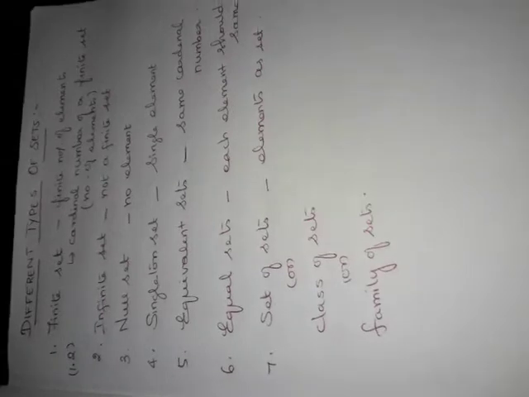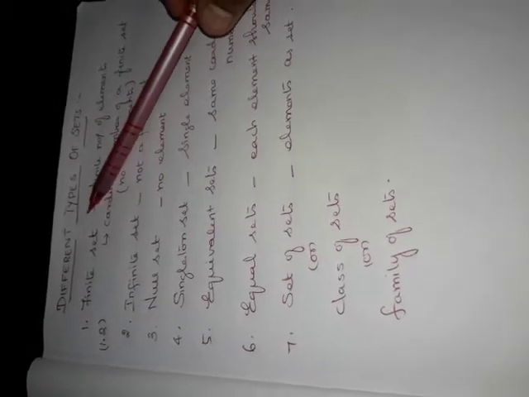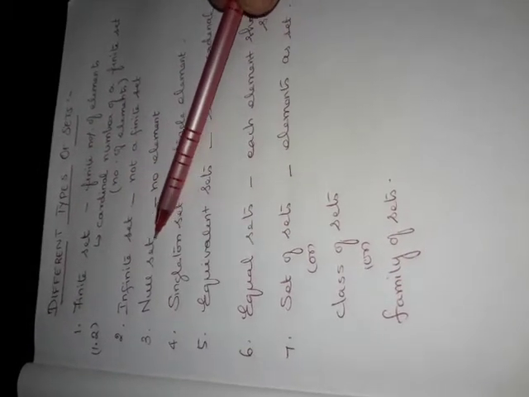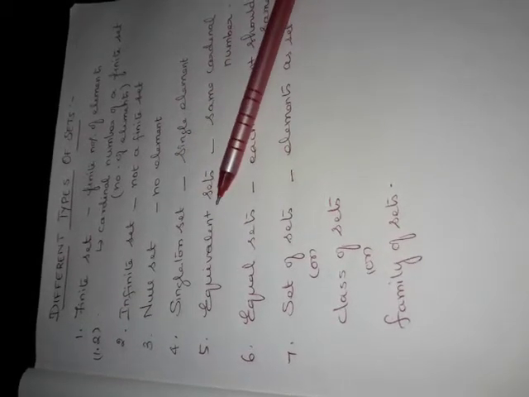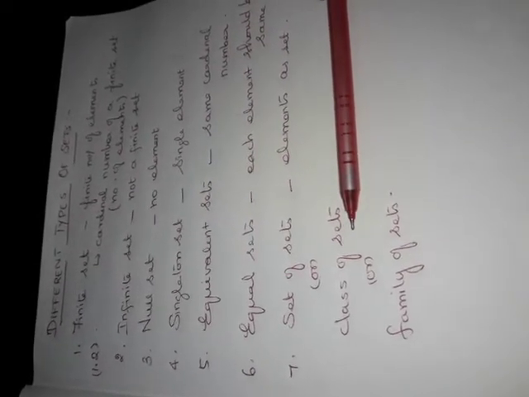Next, what we are going to see is different types of sets. There are nearly 7 types of sets. First one is finite set, infinite set, null set, singleton set, equivalent set, equal sets. Next one is set of sets. Set of sets is also called class of sets or family of sets. I repeat, there are totally 7 types of sets. We are now going to learn about types of sets.